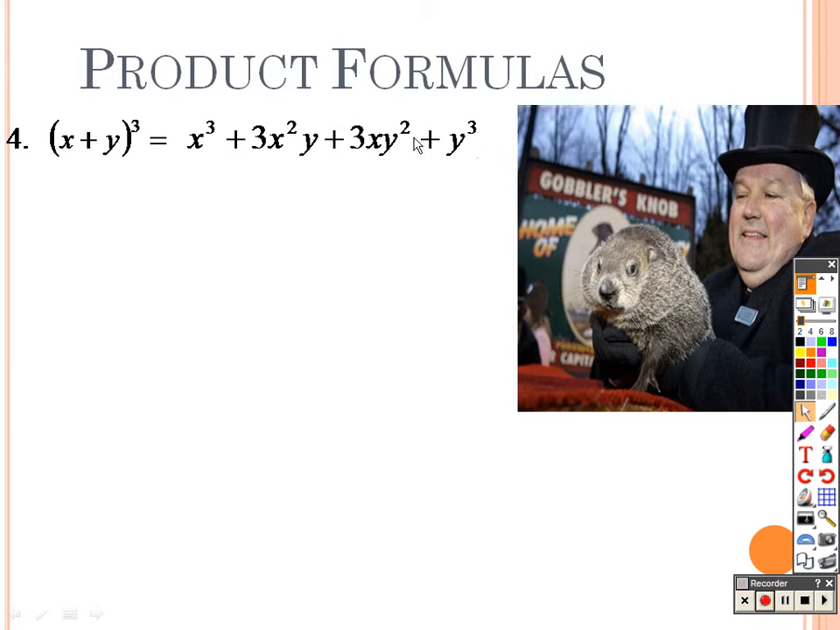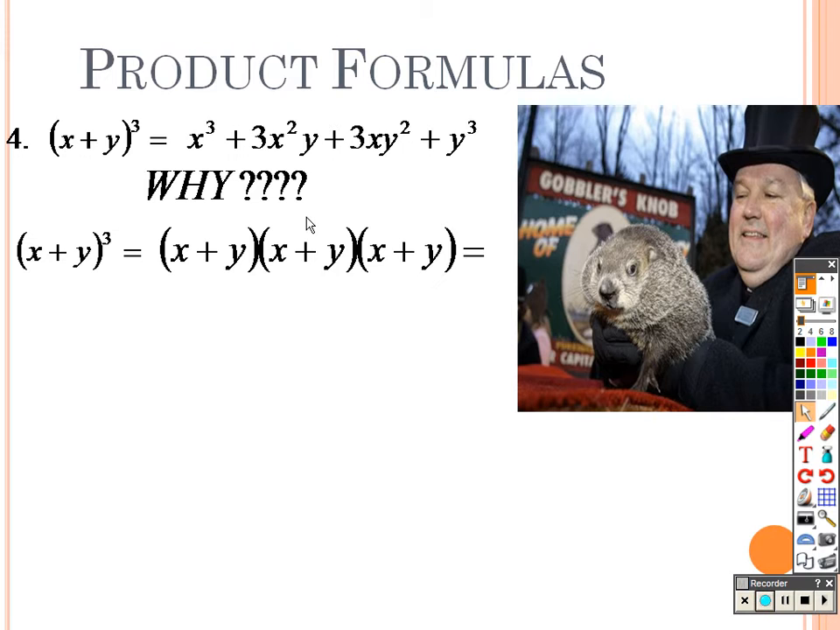So what I'm saying is, it starts off with your first term cubed and it goes down. So x cubed, squared, 1, none. Then no y's, 1 y, 2 y's, 3 y's is how it goes the whole way up. And just remember your 3's in the center, and that's how you can remember the formula.